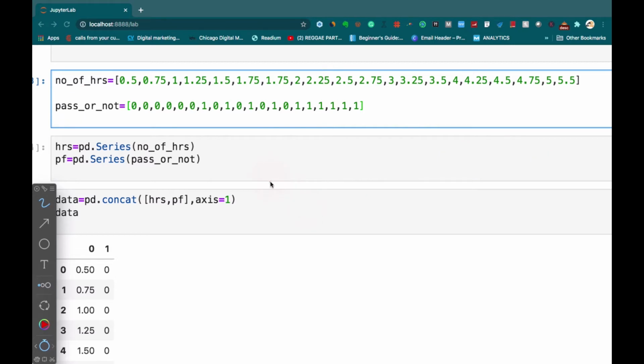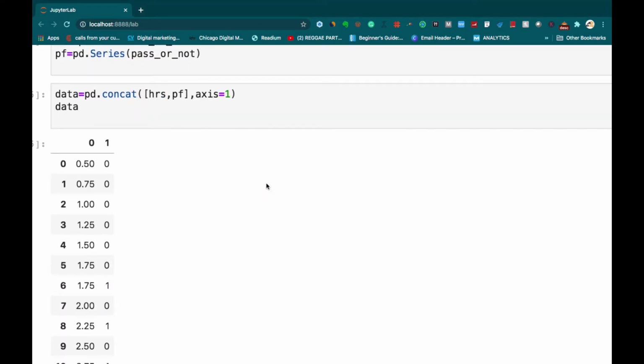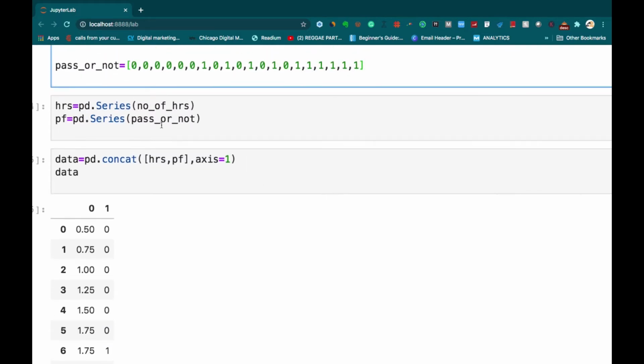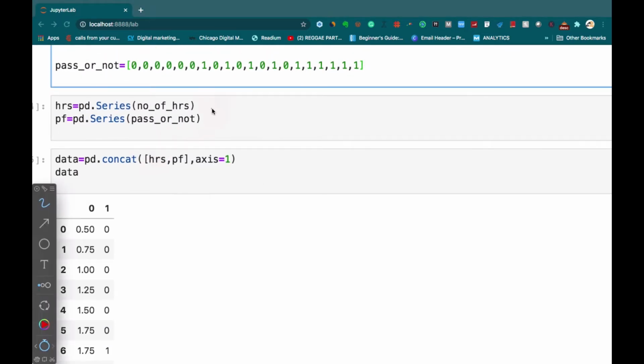This is what we are going to use to understand the intuition behind logistic regression. Whatever I'm doing here is something we are familiar with: converting all the lists that I have here into a series, so that's why I'm using pd.Series to convert everything. The number of hours I convert to a series and store in a variable called HRS, and whether the person will pass or not I store in PF.